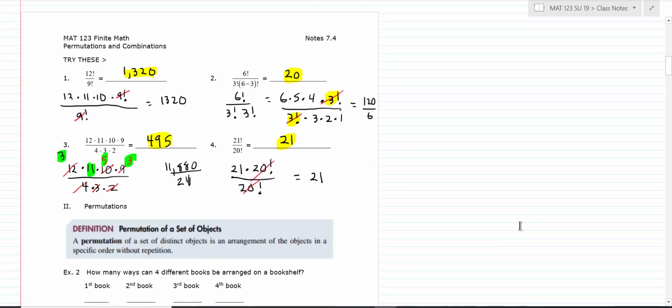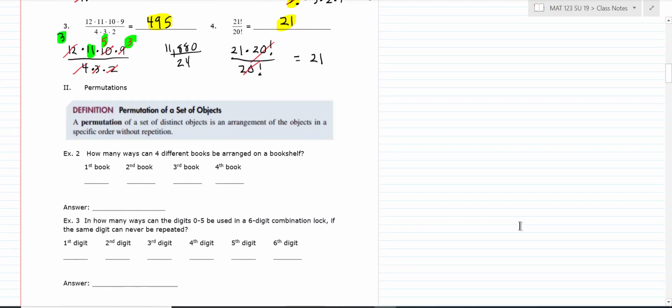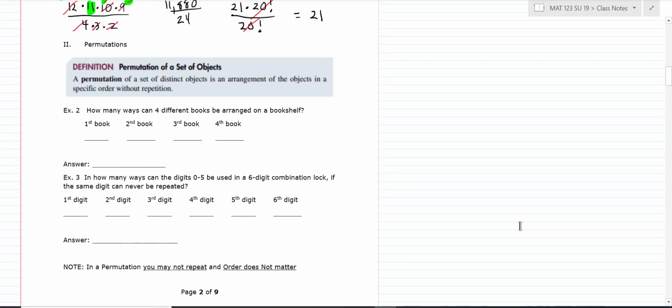All right, so the next thing we're going to do, moving on to part 2, is we're going to look at what we mean by a permutation. And we're going to look at permutations, and we'll look at also the idea of a combination in this section today. All right, so a permutation of a set of distinct objects is an arrangement of objects in a specific order without repetition. So I'll explain with some examples what we mean by that.